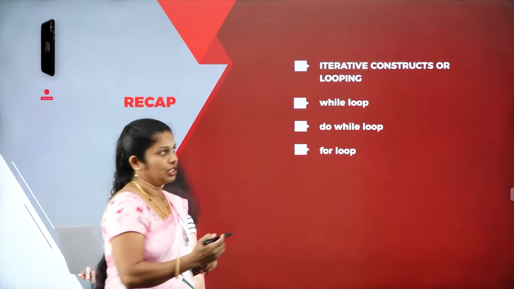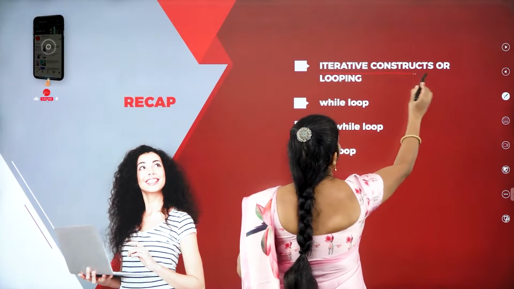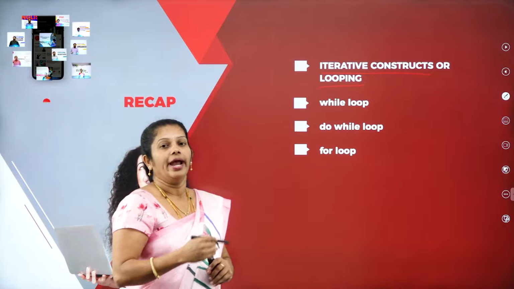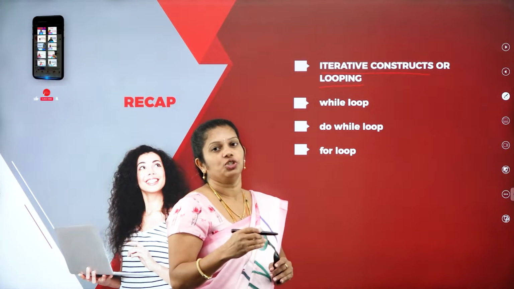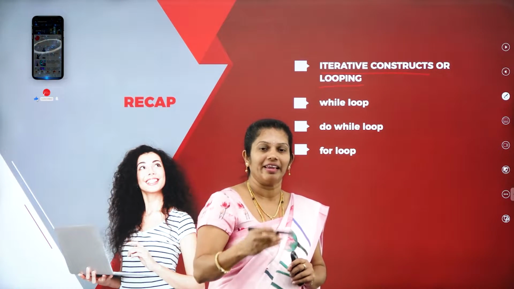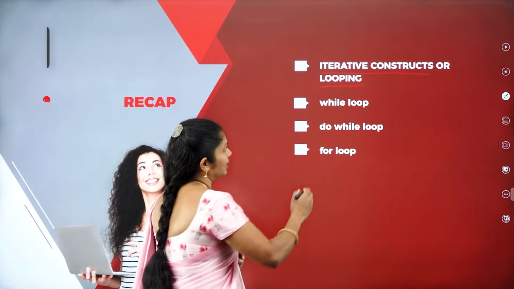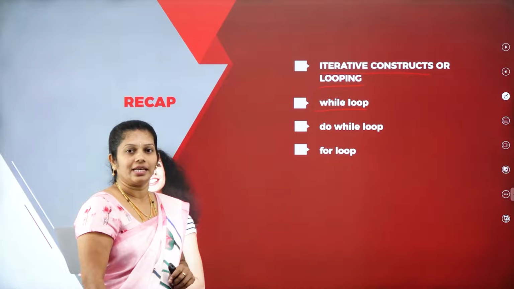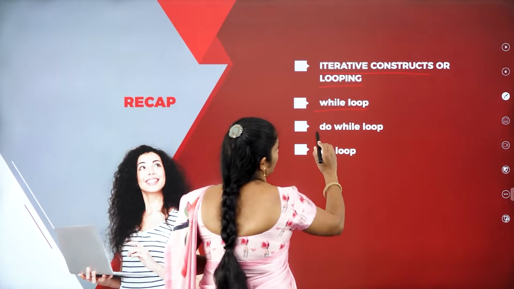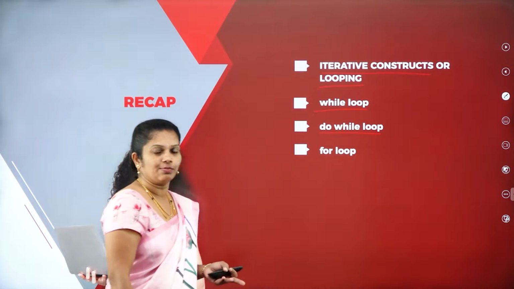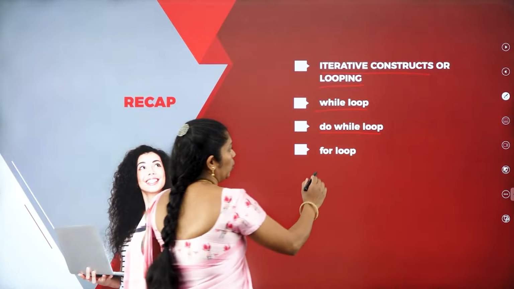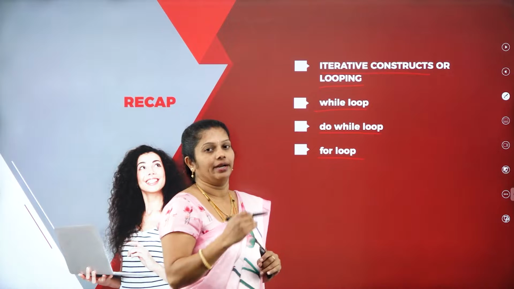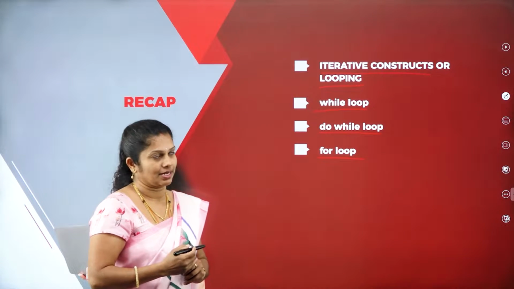In the previous session, you studied iterative constructs, or we can say looping also. It is the ability of the programming language to execute the statements again and again, repeatedly. Under that, you have studied what a while loop is, how exactly the while loop works, as well as the do while loop, the difference between while loop and do while loop. With that, the for loop, and how statements can be executed in it. All these things you have studied in the previous class.